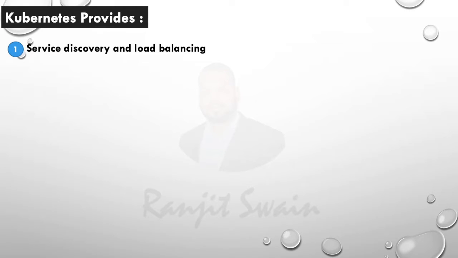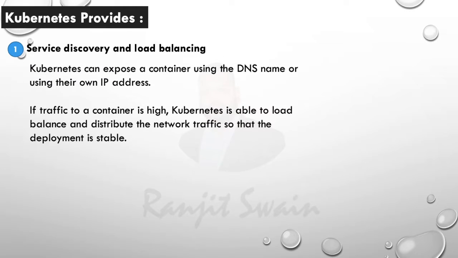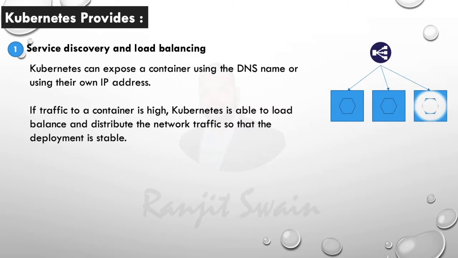Service discovery and load balancing. Kubernetes can expose a container using the DNS name or using its own IP address. If traffic to a container is high, Kubernetes is able to load balance and distribute the traffic so that the deployment is stable.